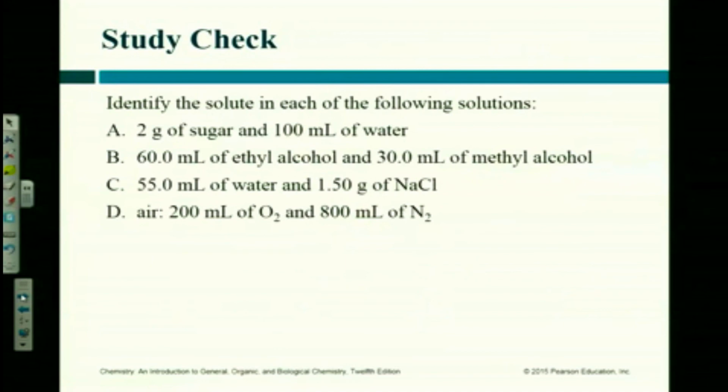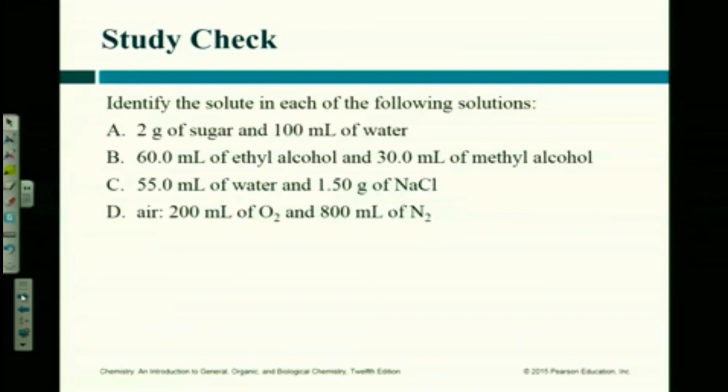Identify the solute in each of the following. The solute is the thing that's present in greater or lesser concentration? Lesser. So the one you have the lesser amount of. So for A, sugar or water? Sugar. You only have 2 grams. 2 grams, not a lot, is it? Anybody ever weigh 2 grams in a lab? Yeah. Y'all weigh stuff in the lab, right? Use the balance? 2 grams, not a whole lot, right?